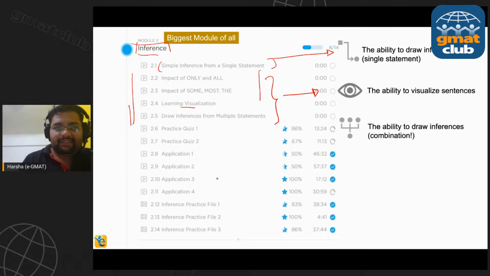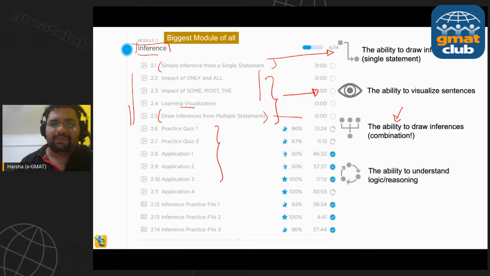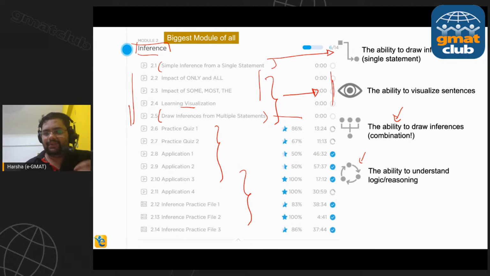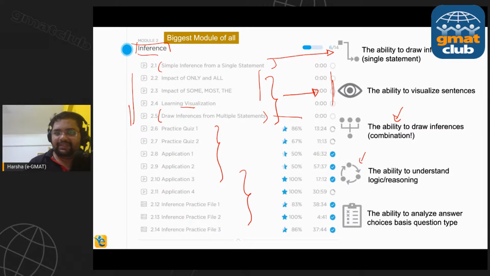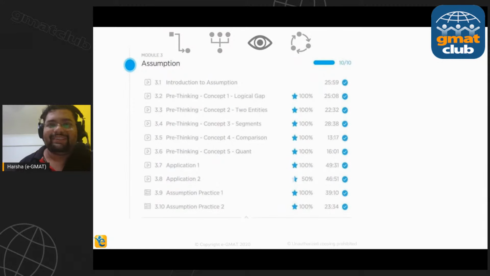The ability to draw inferences from multiple statements is an important core skill, so we have to cover that as well, because by the time you start solving questions here, you are going to deal with multiple sentences. So the ability to draw those combination inferences is very important. It's only when you're this comfortable with sentences that you will be able to do the questions that are here pretty well, because here it's all about being able to understand the logic. By the time you reach the application files, you're also getting introduced to the other core skill. In this case, for inference, the ability to analyze answer choices. What makes something a right answer? What makes something a wrong answer?